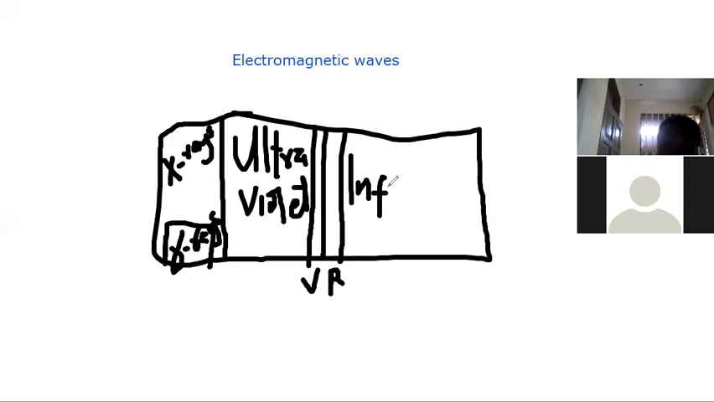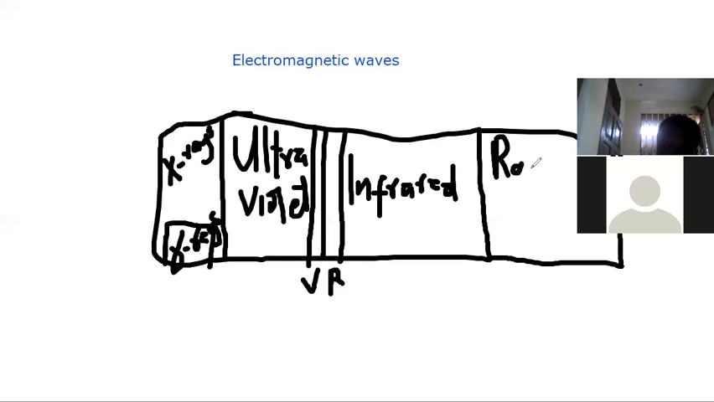Infrared. Those are used in what came before Bluetooth. This is what we use for connection. And after that, we have what we call the radio waves. In the radio waves is where we have the microwaves.